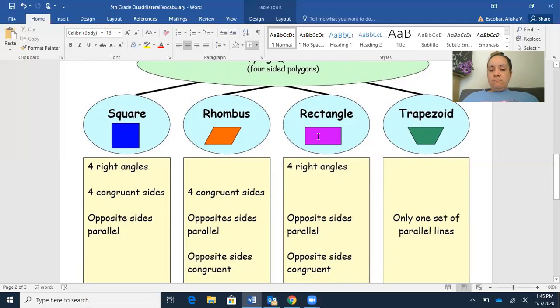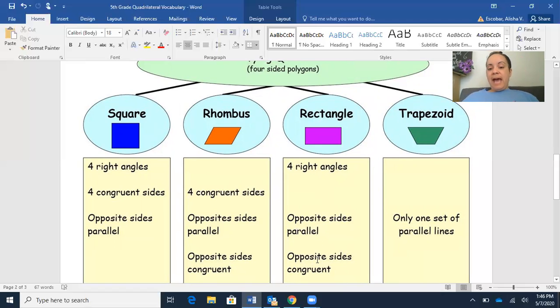Let's look at the rectangle. A rectangle also has 4 right angles. The right angle is an angle that makes the L shape. This is a right angle, this is a right angle, this is a right angle, this is a right angle. Just like the square. The square also has 4 right angles. A rectangle also has opposite sides parallel. Notice it does not have 4 congruent sides because this side is not the same as this side. So it can't be all 4 sides congruent.